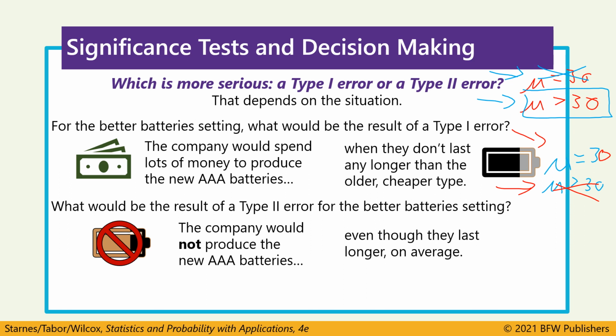When you're asked a question like this, you want to pick one and justify it. All right, let's say we pick type 1. We would say type 1 is more serious because they're spending all of this money producing these new batteries which aren't actually better. Or we would say type 2 is more serious because in this situation, they're not putting money into a new improved battery that actually is better than the ones that they're using.